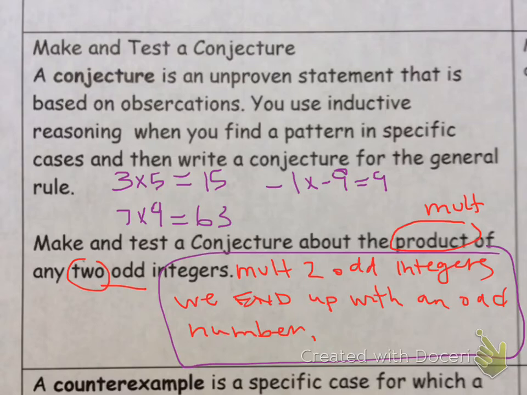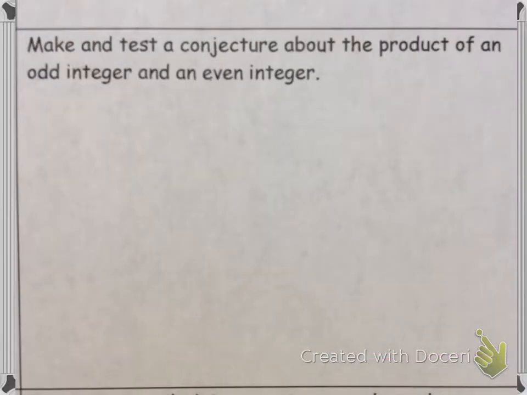So again, what a conjecture is, is just a statement that you're trying to use to prove something. It's an unproven statement. All right, next example. Make and test a conjecture about the product of an odd integer and an even integer. So this time we're multiplying an odd integer and an even integer together. So we're just going to write our conjecture.